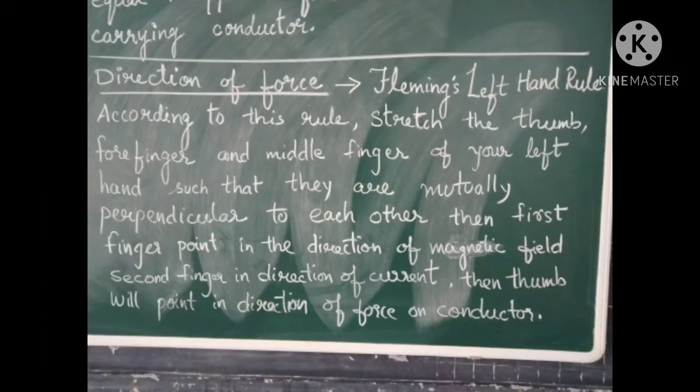Let us see now the direction of force, how we come to know in which direction the conductor will move. This is given by Fleming's left hand rule, and according to this rule, if we stretch the thumb, forefinger and middle finger of your left hand such that they are mutually perpendicular to each other, then the first finger points in the direction of magnetic field, the second finger in the direction of current, and the thumb will point in the direction of force that is exerted on the conductor. This whole statement, children, you need to memorize and you need to write it in your copy as well. Let us simplify now what it tells.